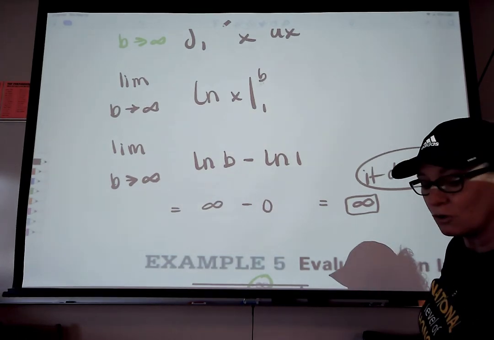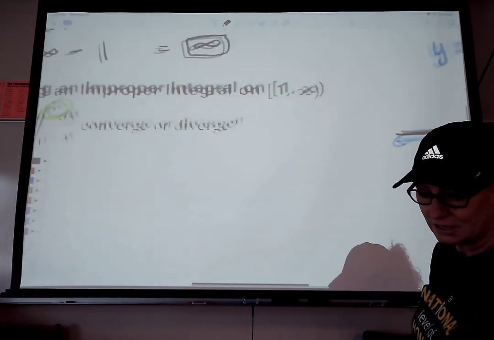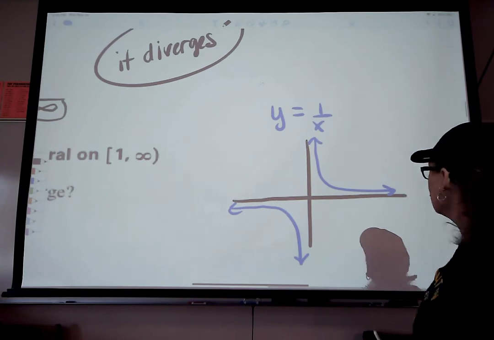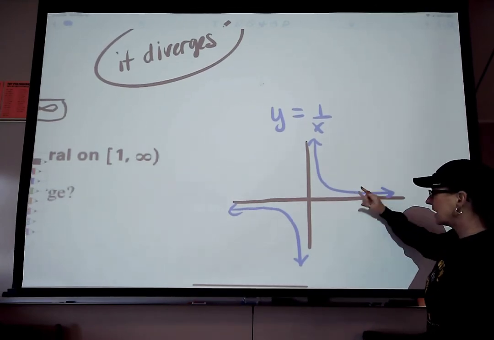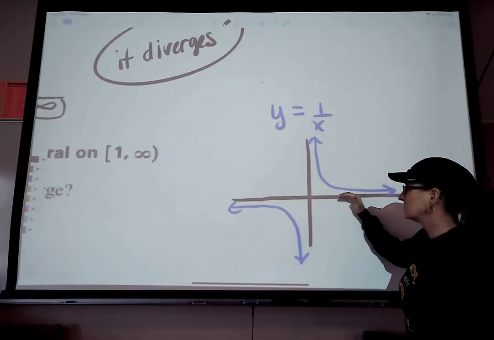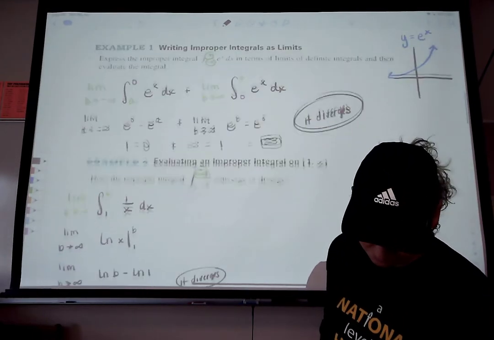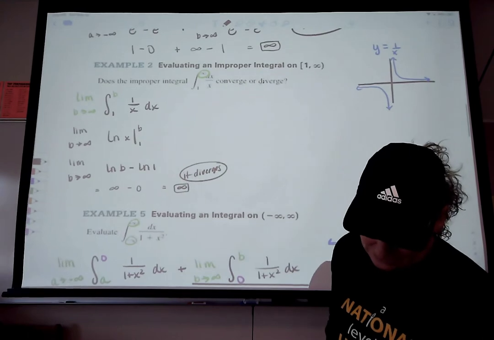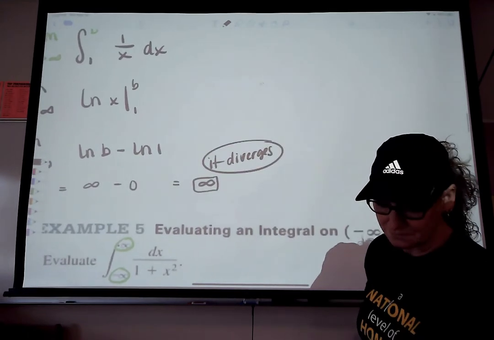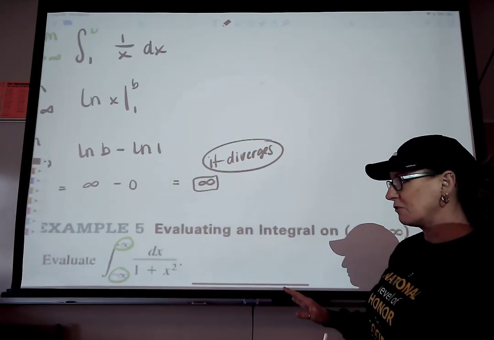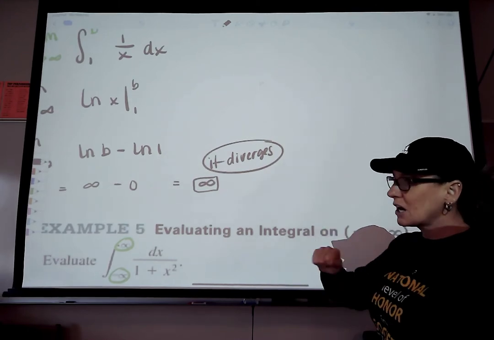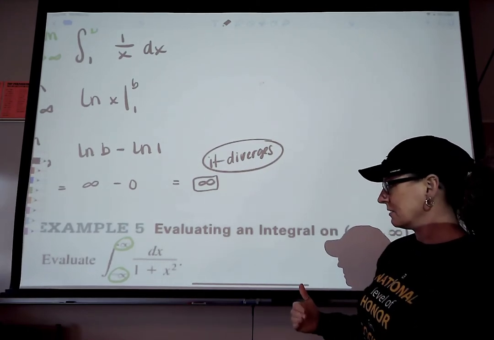Turns out we can't find the area, even though it keeps getting more and more tiny, we can't find the area from 1 to infinity under this curve. Next one. Remember, pause the video if I'm going too fast for you. Pause it, copy it, process it.